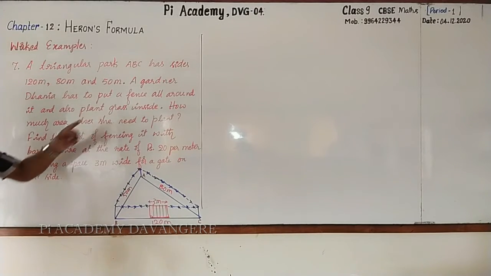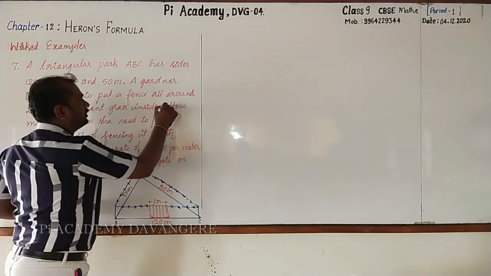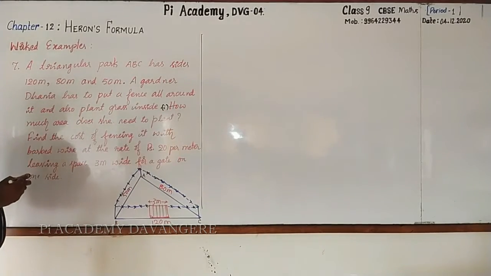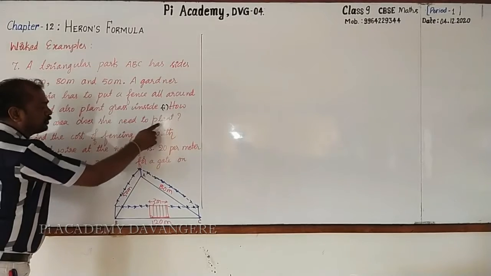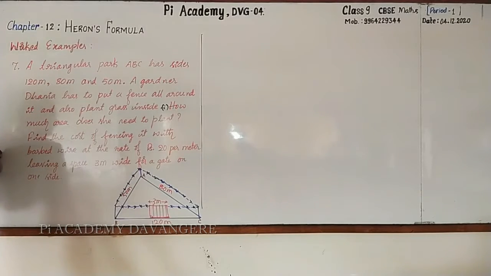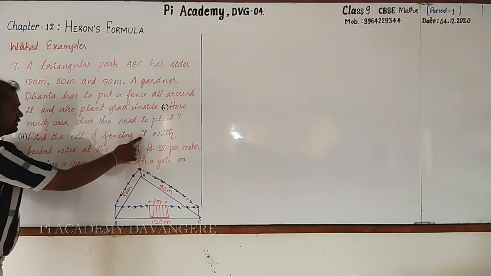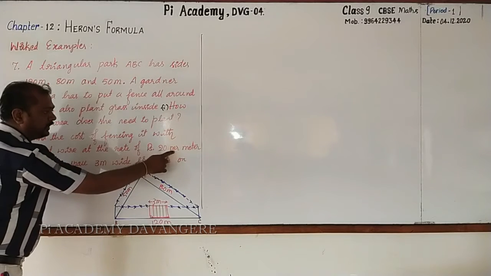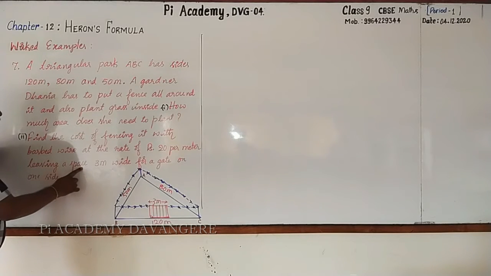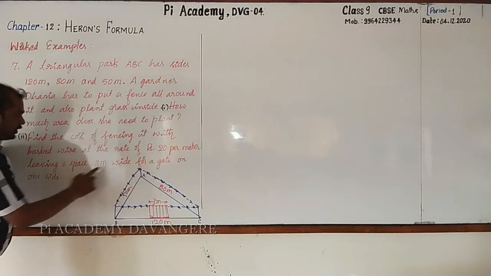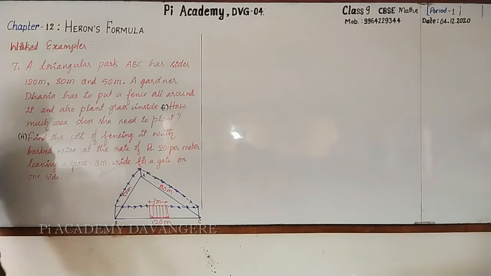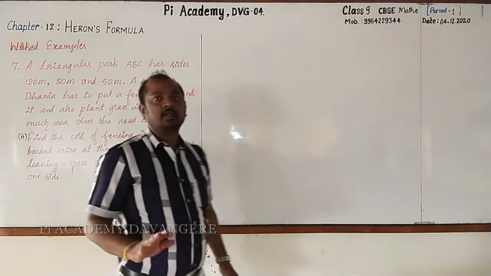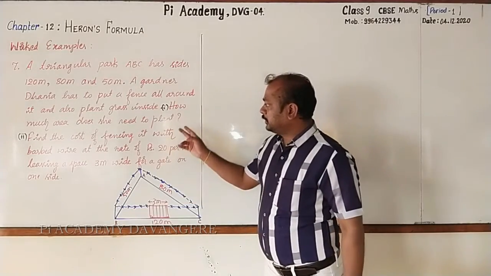Now first sub question from here. It is how much area does she need to plant? Got it? And second one, find the cost of fencing it with a barbed wire at a rate of rupees 20 per meter, leaving a space 3 meter wide for the gate on one side. Followed? Okay. Dear students, here they have given two sub questions.